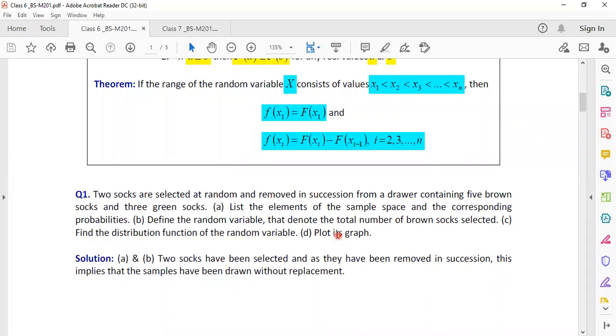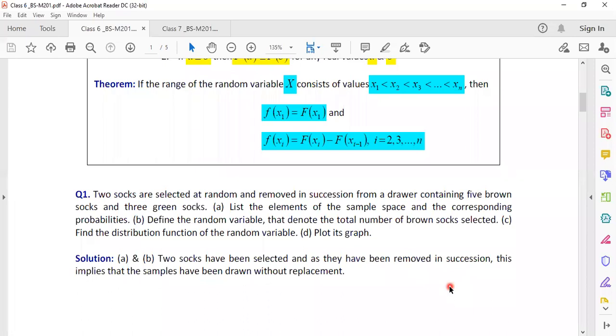Okay, and find the distribution function of the random variable. This is part 3. Part 4 is extra. It's asking us to plot a graph of that situation. So we'll encounter this particular problem one by one sequentially.